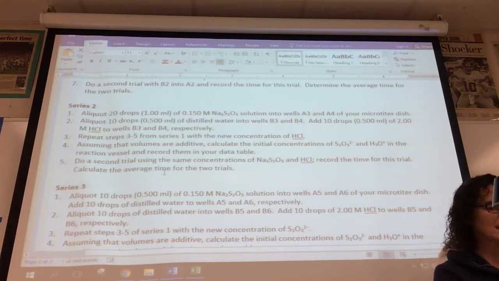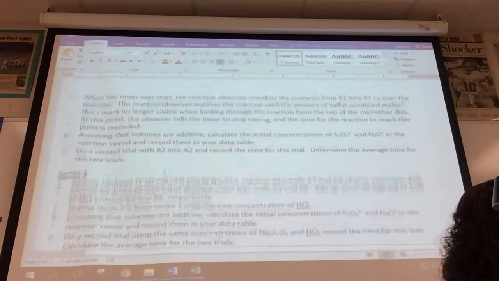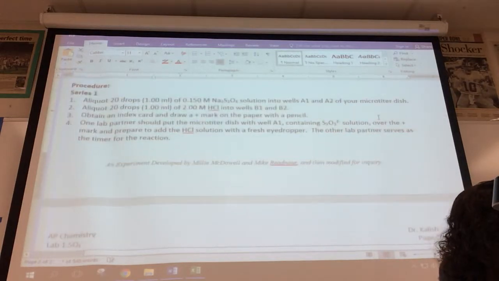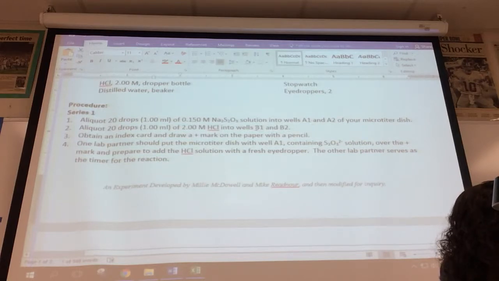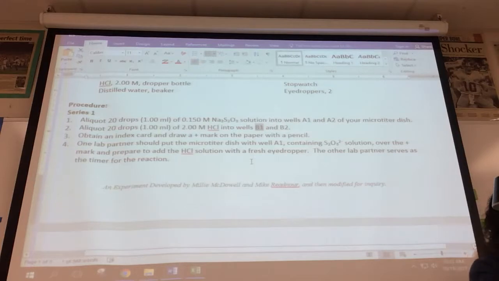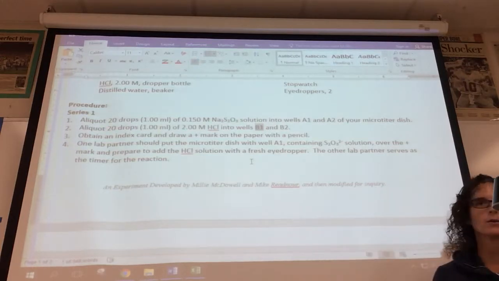Again, wherever it says A1, you'll be using C1. Wherever it says B1, you'll be using D1. So the A will be replaced with the C, the B with the D. Other than that, it's all there for you.